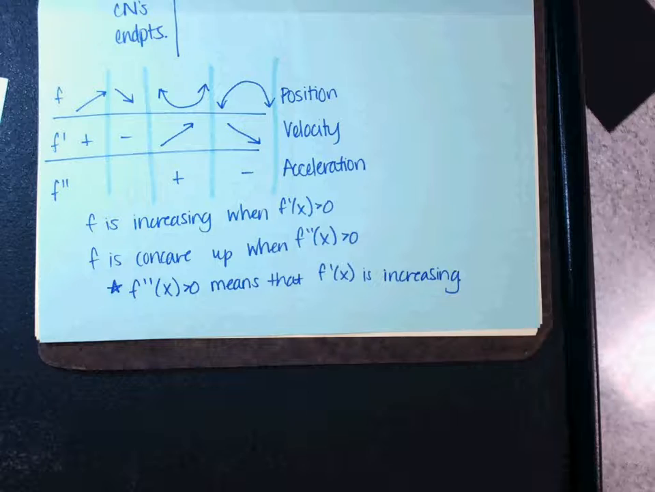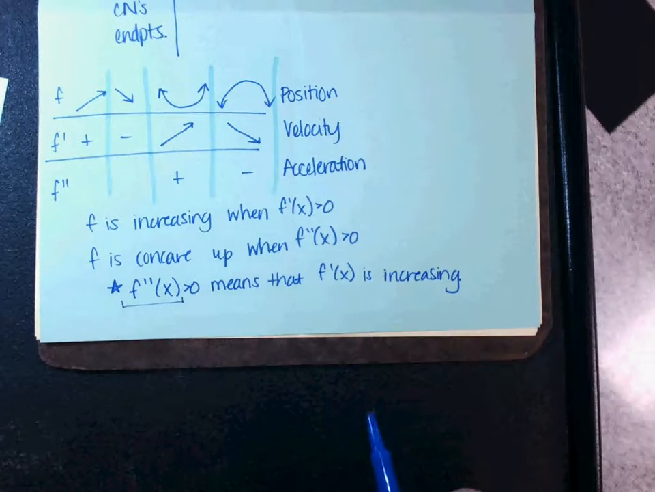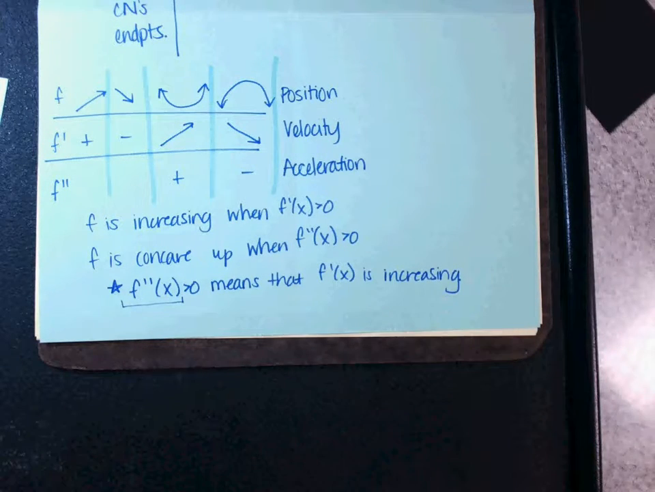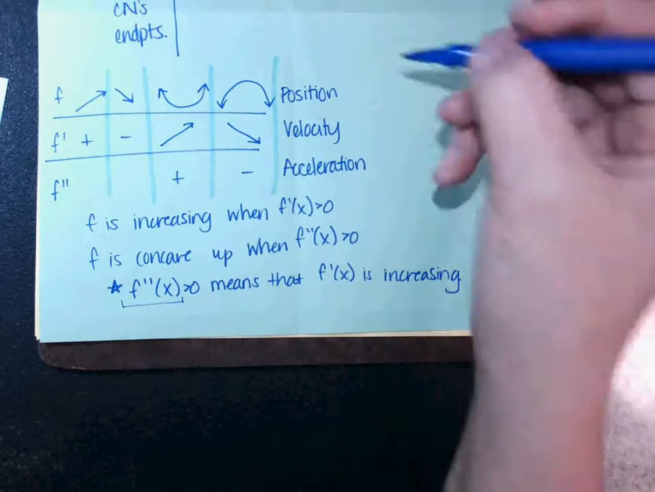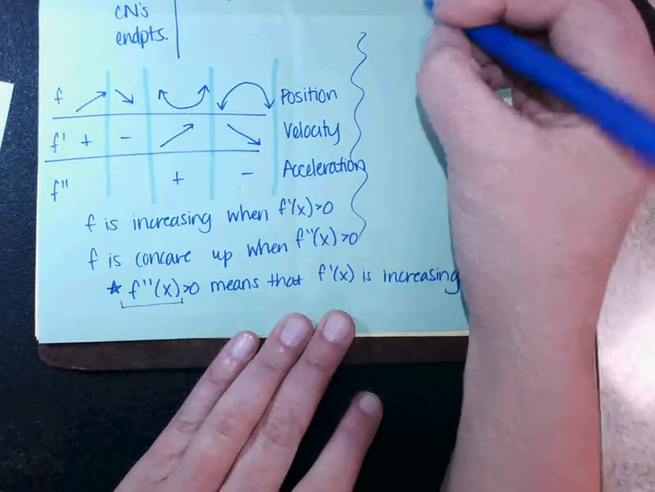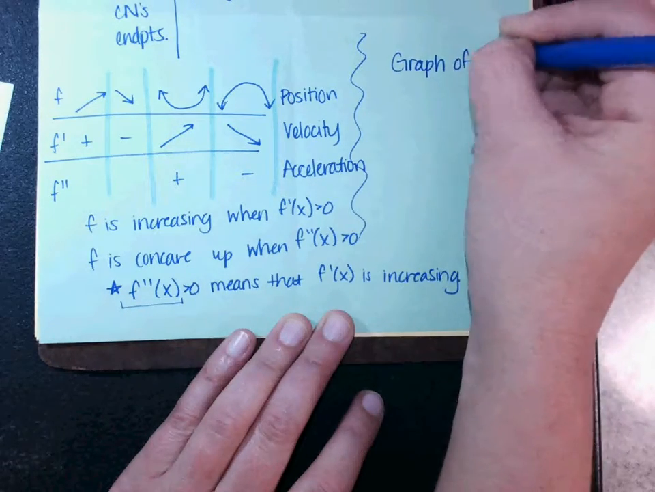Okay? And so that's something that you should be able to understand, because f double prime represents the slope of f prime. So that connection should kind of make sense too. Okay, the last thing that we're going to sketch, I'm going to try to squeeze it in over here, is going to be just a real quick graph of f prime.